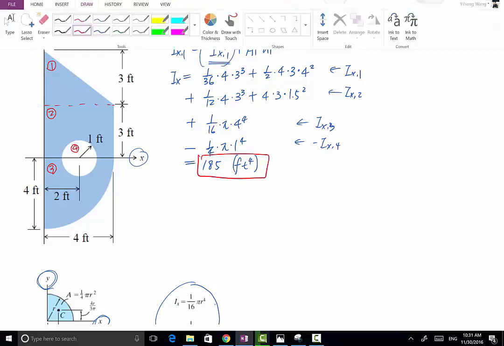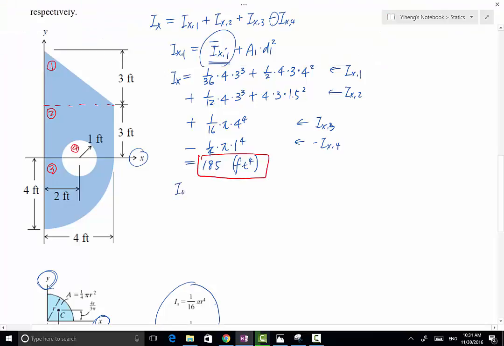solution. All right, so moving on to the second one, Iy, we're going to do the same thing. So Iy, again, we start with Iy1, which is the moment of inertia of this first triangular shape with respect to the y-axis. So this is the centroidal axis that is parallel to the y-axis. Okay, so we will use the equation that's 1/36. Now the base is this much. So the base now is 3 feet. The perspective has changed. Now the height is the 4 feet raised to the 3rd power.